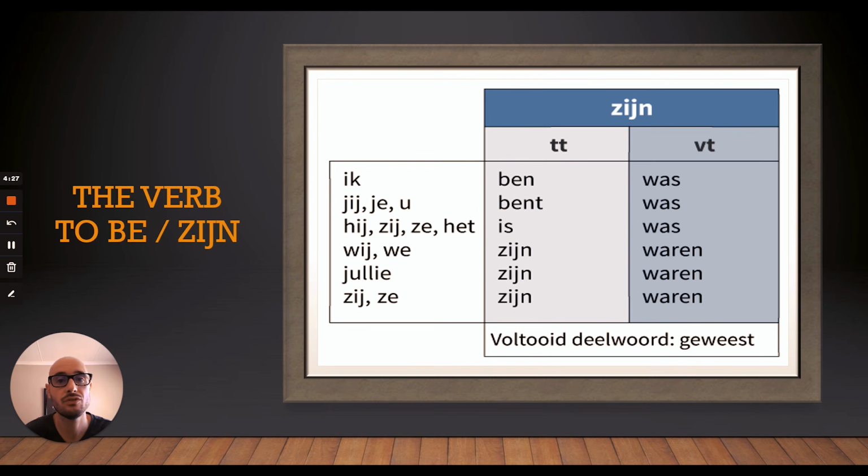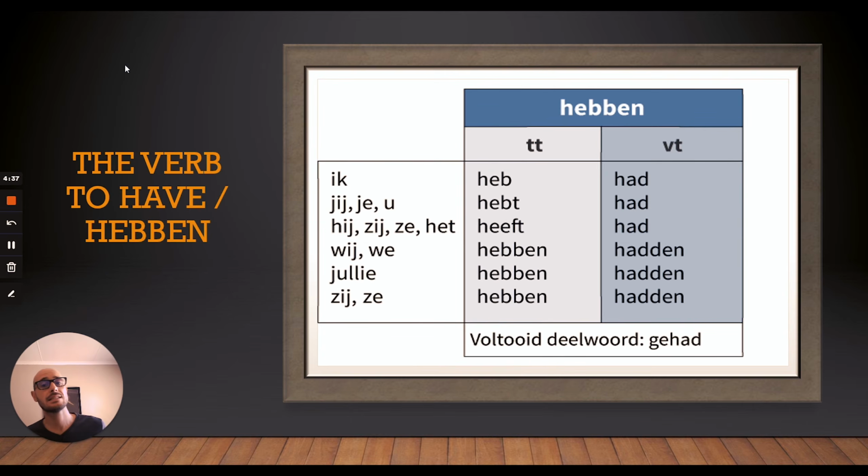Let's move on to the verb to have, which is hebben. So as you can see, it's the same setup as zijn. On top you see hebben, that is the infinitive, the verb in its purest form. And then on the left side of the table, you see the personal pronouns. Then the T and the T, that is the tegenwoordige tijd, the present tense. We will be focusing on this one today. Then the VT, that is the past tense. And then underneath again, the past participle, and that is gehad.